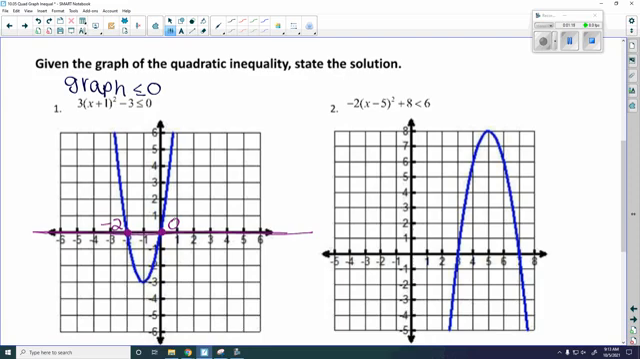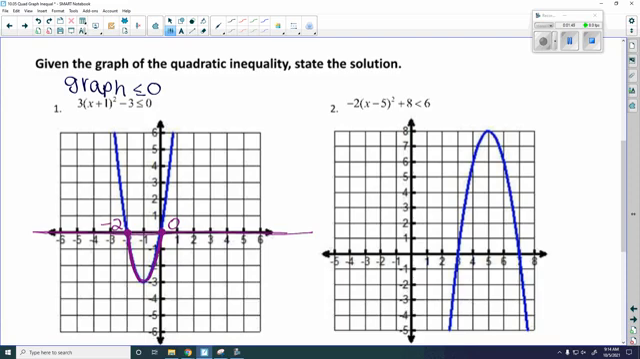Now, are we shading above or below? Below, because it says less than, right? So we're going to look below. So where is this below from here to here? Wait, what are you asking again? It's asking where's the graph below 0. So here's 0, so we're shading where the graph is below 0.